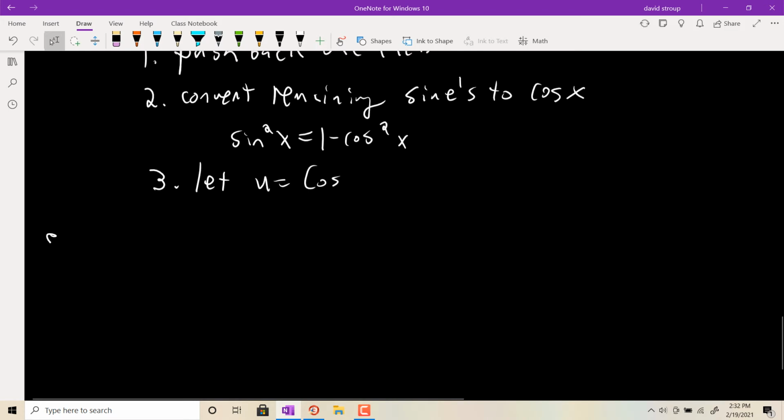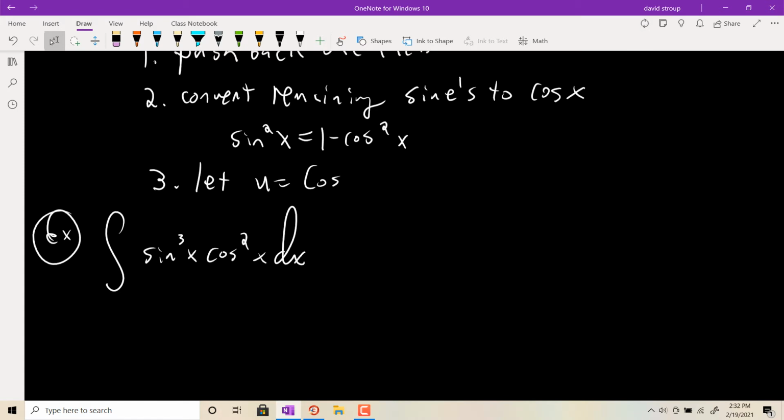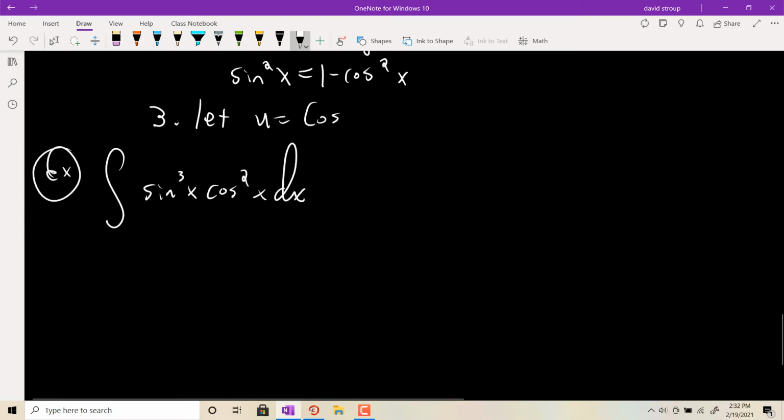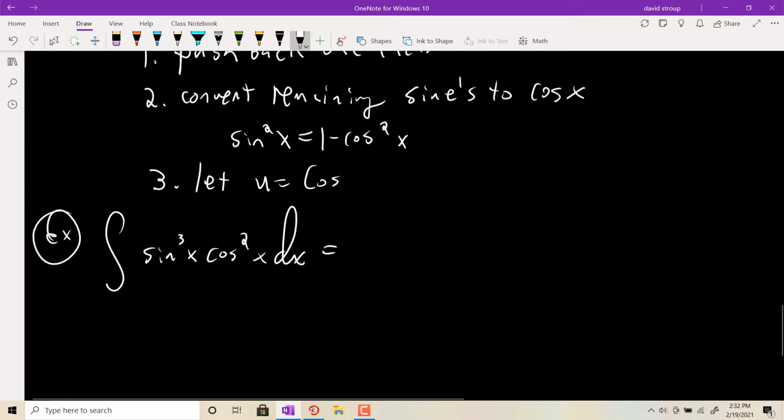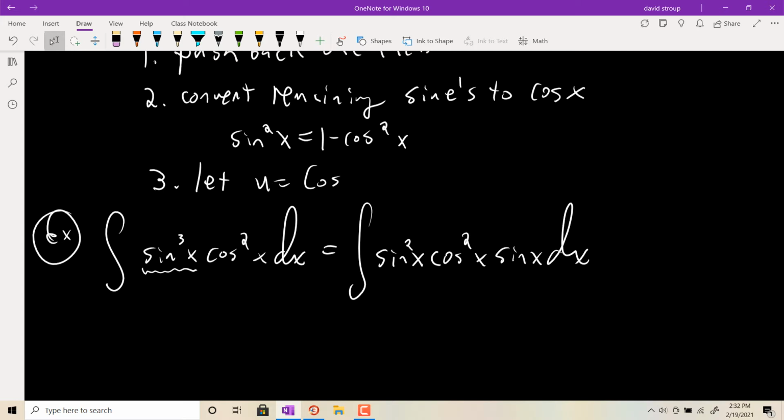Let's take a look at an example of this. We have the integral of sine cubed of x, cosine squared of x dx. As I said, and what do I mean by push back? I mean kind of factor it backwards. Here we have 3 factors of sine x, so I can borrow 1 factor of sine x and push it to the back of the integral. So I have a sine x dx right here.